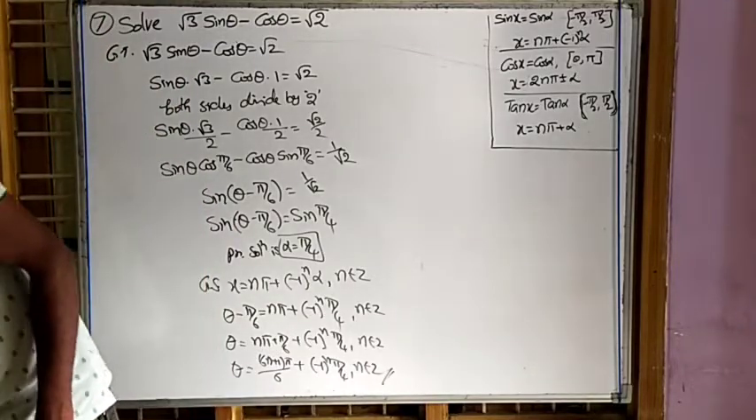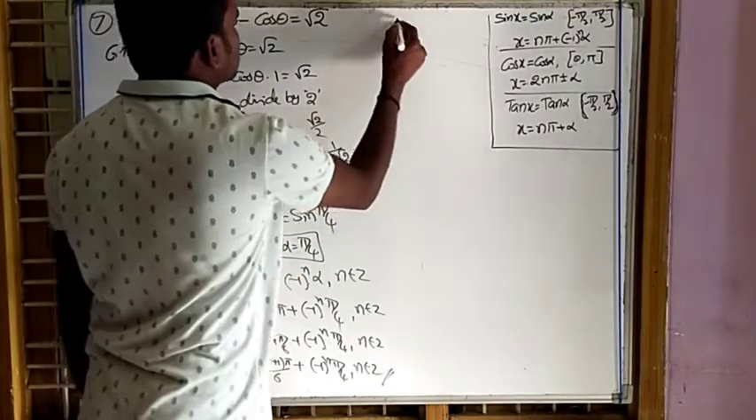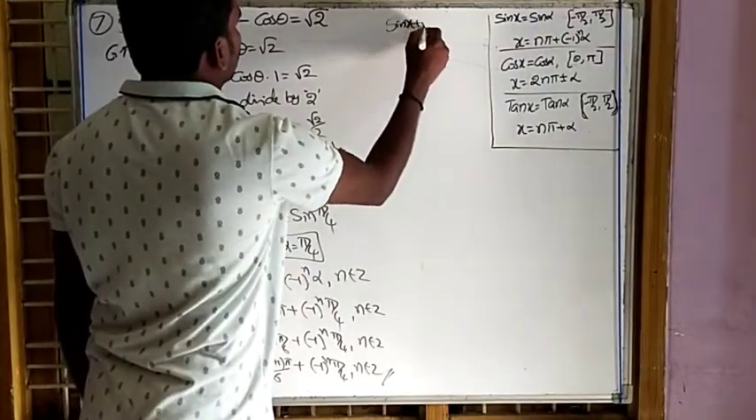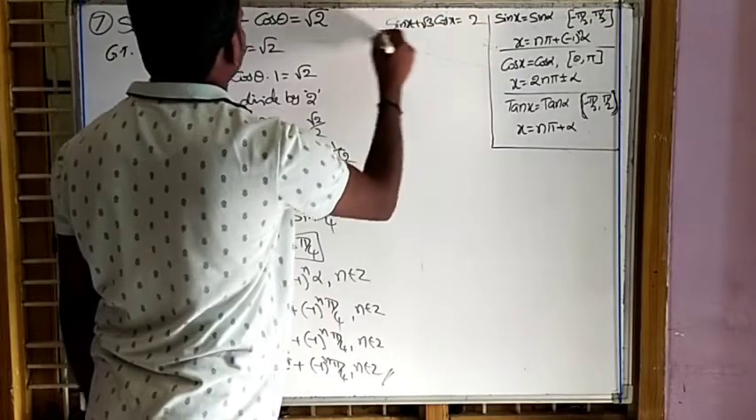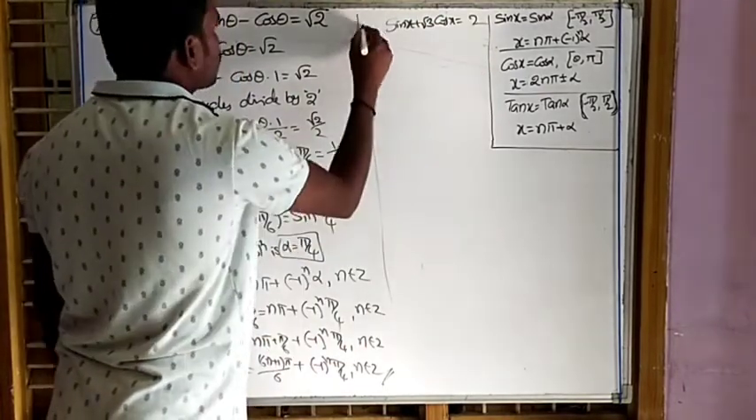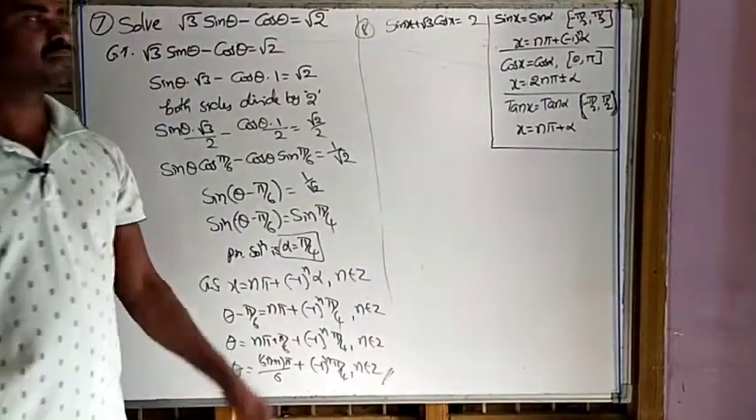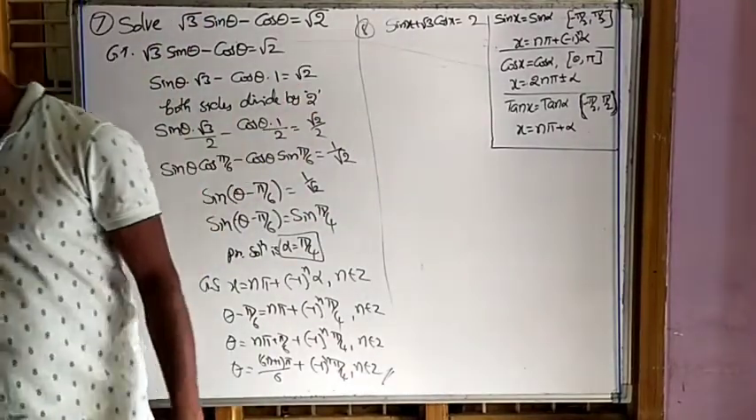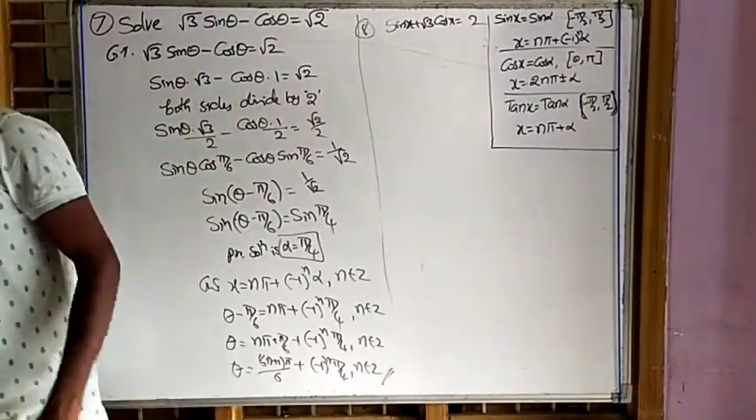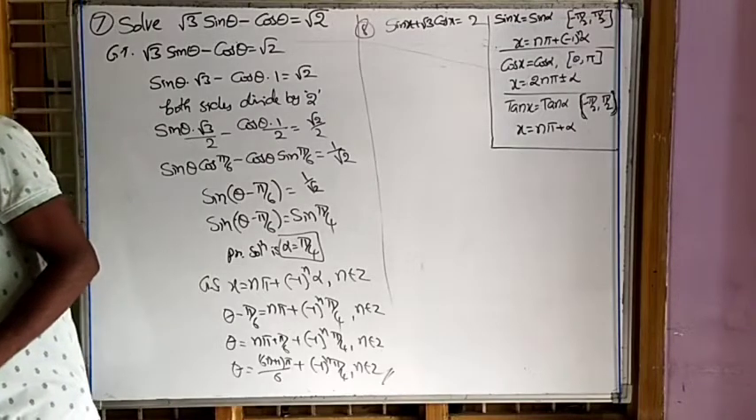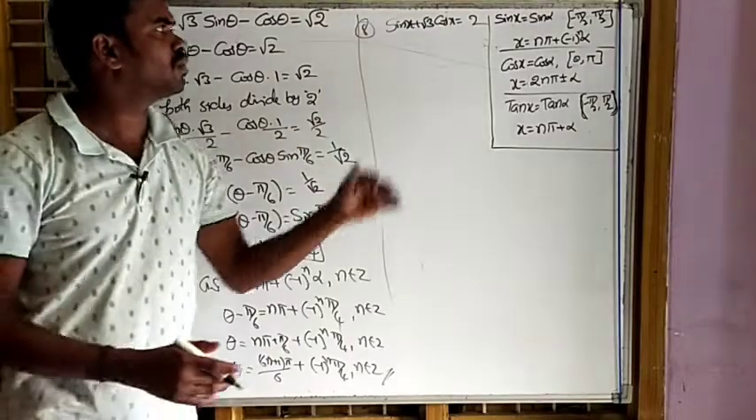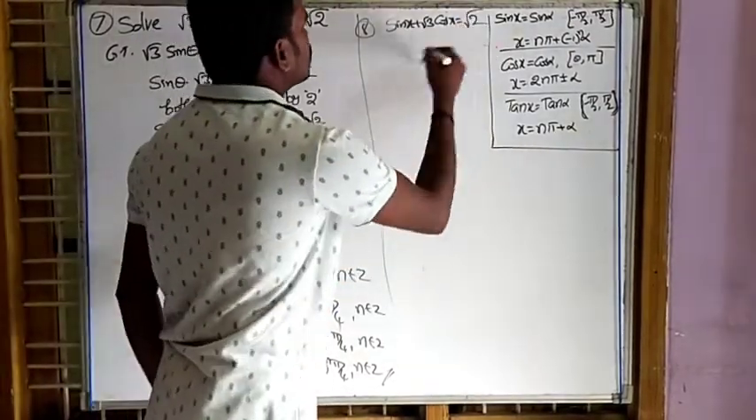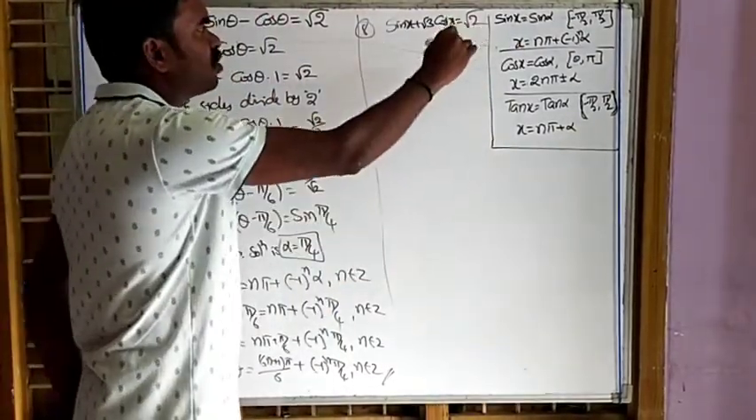Next, one more question. Sin x plus root 3 cos x is equal to root 2. Same type of question, you can solve it by dividing by 2 on both sides. Same process. Divide by 2 on both sides.